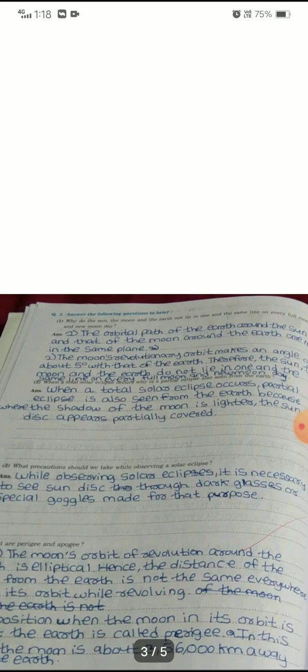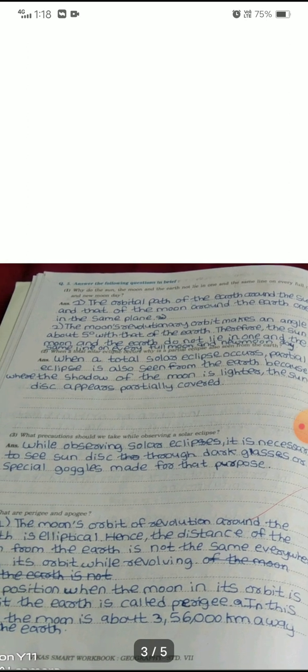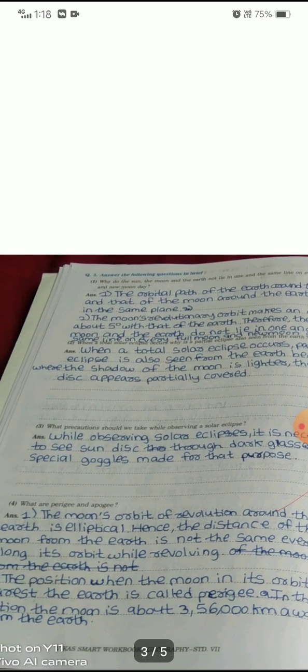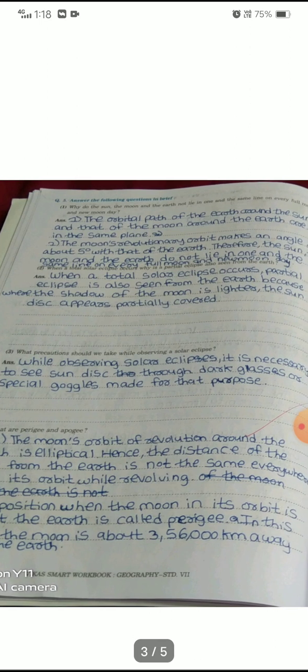Second, when a total solar eclipse occurs, why is a partial eclipse also seen from the earth? When a total solar eclipse occurs, partial eclipse is also seen from the earth because where the shadow of the moon is lighter, the sun disk appears partially covered. Third, what precautions should we take while observing a solar eclipse? Answer: While observing solar eclipse, it is necessary to see the sun disk through dark glasses or special goggles made for that purpose.